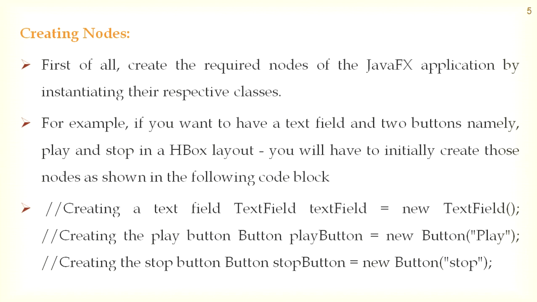For creating a text field, the code is TextField textField equal to new TextField. For creating the play button, the code is Button playButton equal to new Button, and its name is displayed as Play. We can give that Play inside the double quotes. Creating the stop button, so Button stopButton equal to new Button, and we can give the name inside the quotes as Stop. So now we have created one text field, one play button, and one stop button.